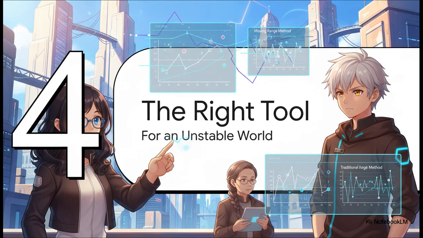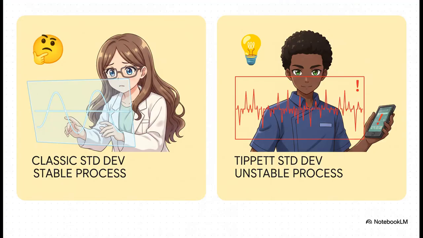Okay, let's bring this all home and wrap it up in our final section, the right tool for an unstable world. Because the goal here isn't to just throw out the old formula, but to be smart about knowing when to use it and when to reach for something better. So here's the bottom line, the cheat sheet, if you will. The classic standard deviation, the one we all know, uses those squared deviations. It's super sensitive to outliers, which makes it great for monitoring a process you already know is stable.